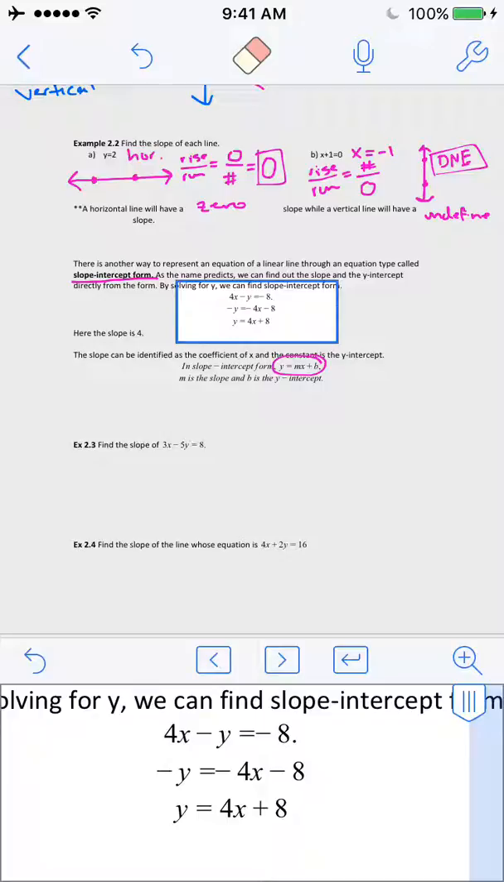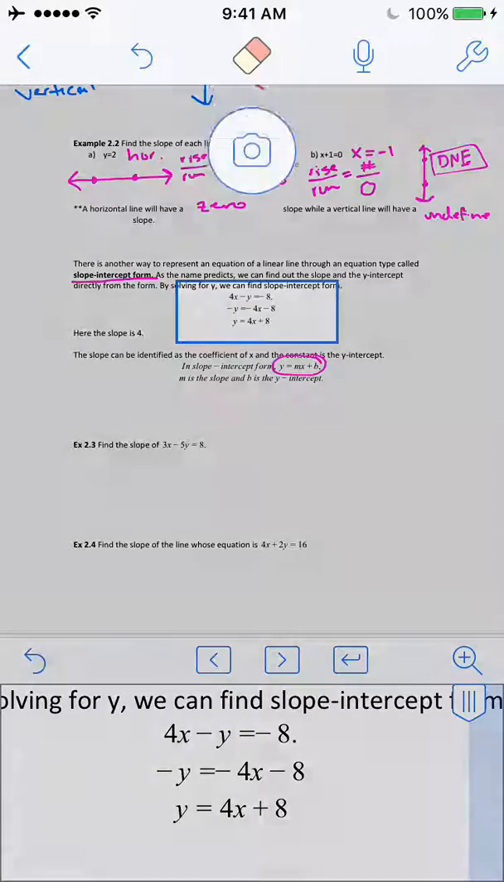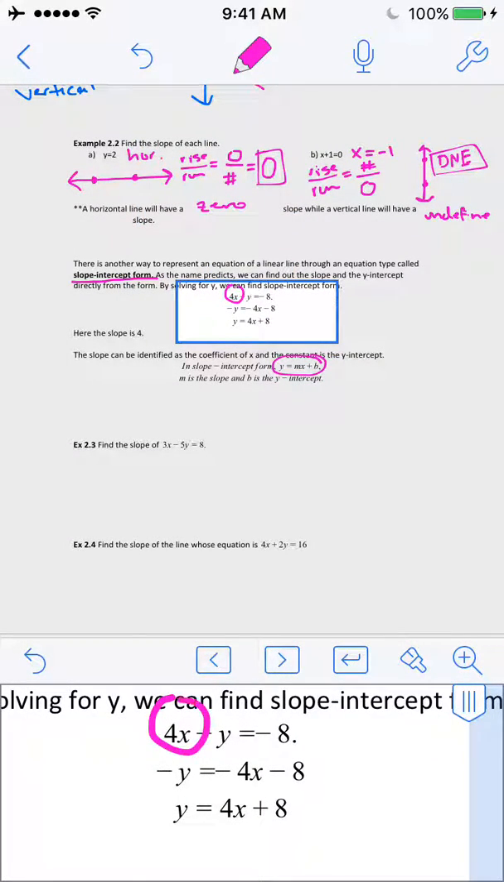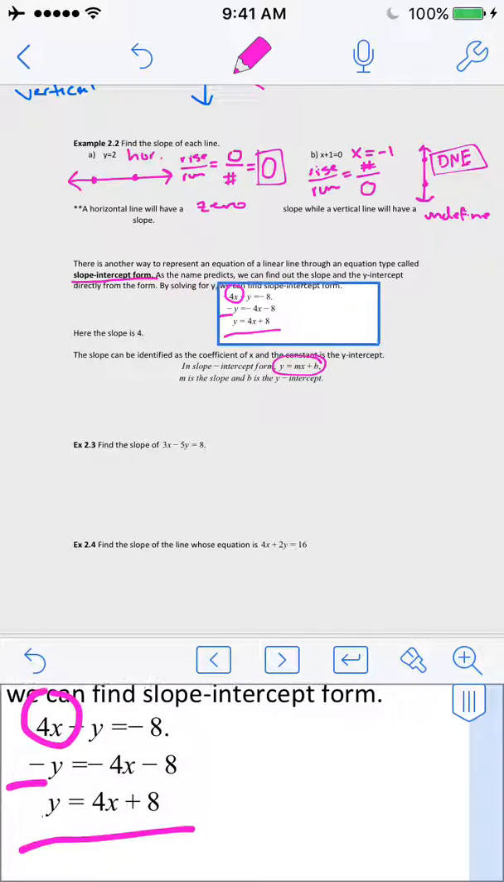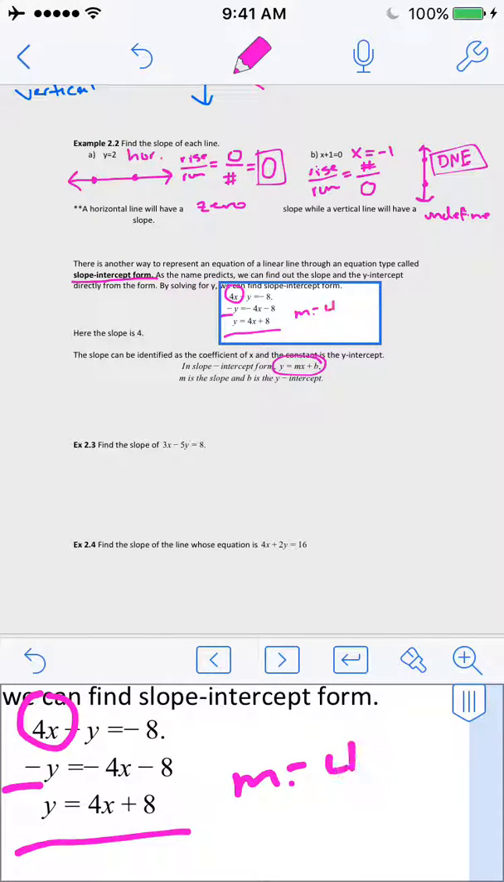So here you can see we've started with standard form, right? And then we move that 4x over to the other side, we get negative 4x. And then you divide by that negative and you get everything as positive. And then this ends up being your y equals mx plus b. From there we can just pull it right out that m is equal to 4, and so our slope is equal to 4, right? So that's what it is.